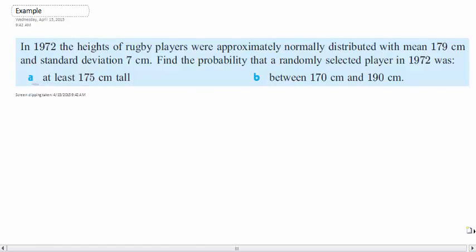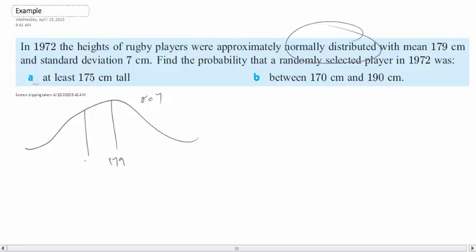Okay, so let's do some problems. We've got 3 examples to go here. And get your calculator handy because we're going to use it today. So we have rugby players normally distributed with a mean of 179 and a standard deviation of 7. And I always recommend drawing this normal distribution and finding what area you're looking for. Remember, the area under this curve is 1. It's representative of probability. So I'm trying to find the probability that the player was at least 175.